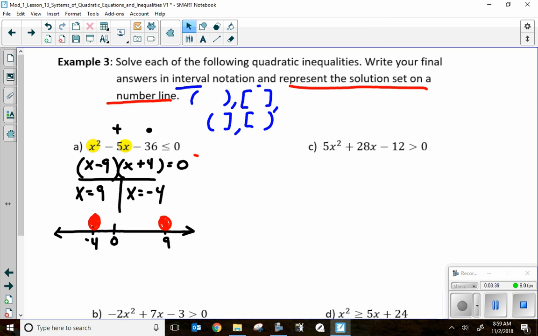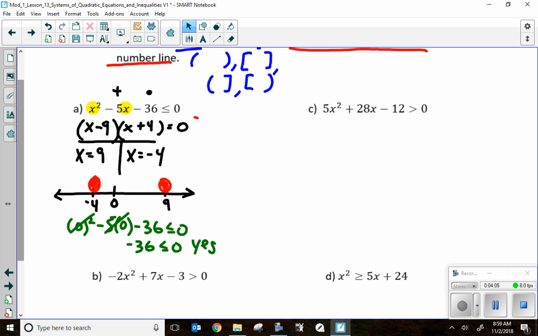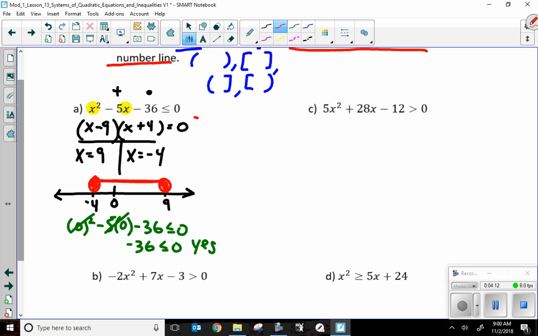So let's do that. We have x, which is 0, squared, minus 5 times x, which is 0, minus 36 is less than or equal to 0. Well, these go to 0. Negative 36, is that less than or equal to 0? Yes. So do I want 0 in my solution? Yes. So my solution is going to be in between them, like that. So that's the number line part.